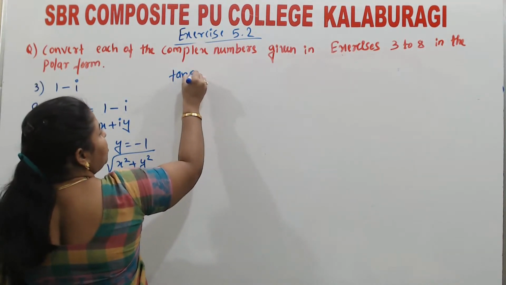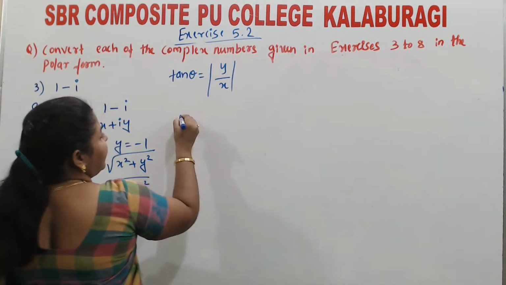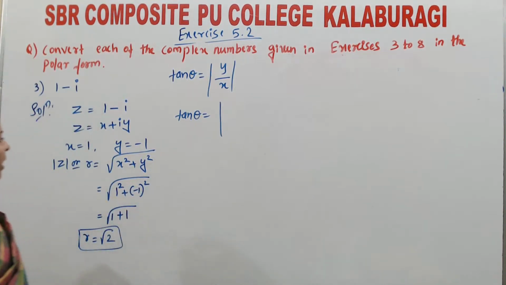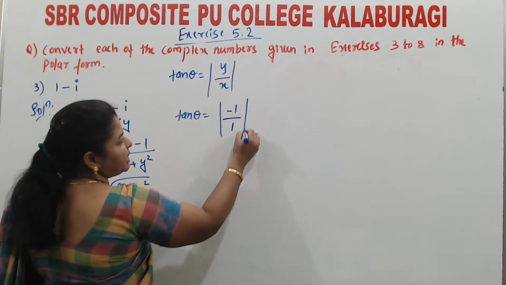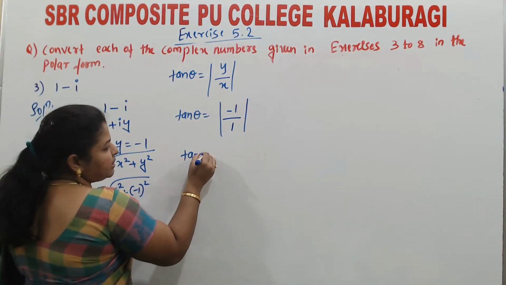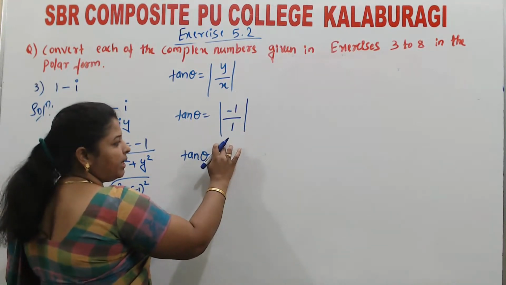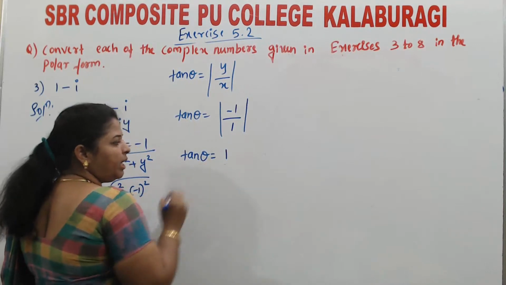Tan theta is equal to modulus of y by x. Then tan theta is equal to modulus of, what is the value of y here? Y is equal to minus 1. Minus 1 divided by plus 1. That tan theta is equal to, inside the modulus, minus becomes plus only, right? Therefore, denominator is also 1. Here remain only 1.